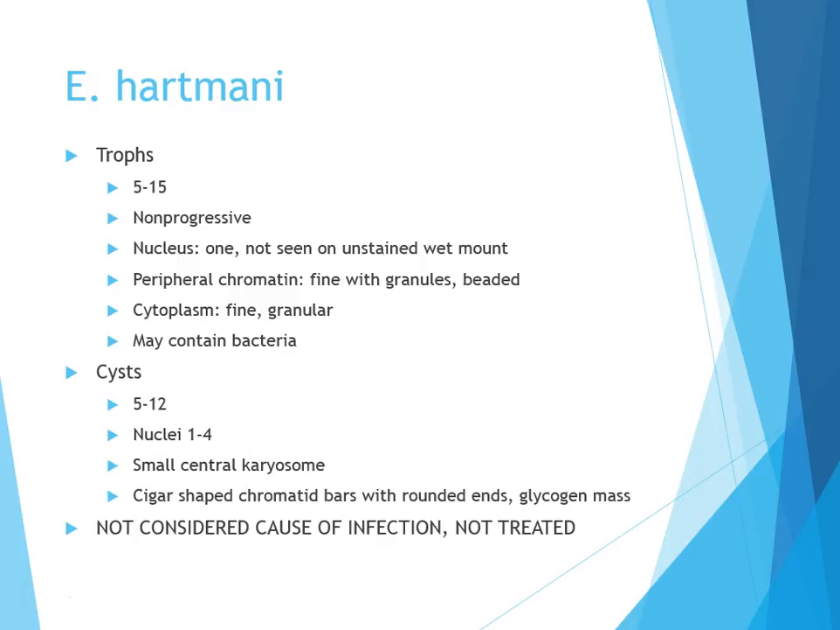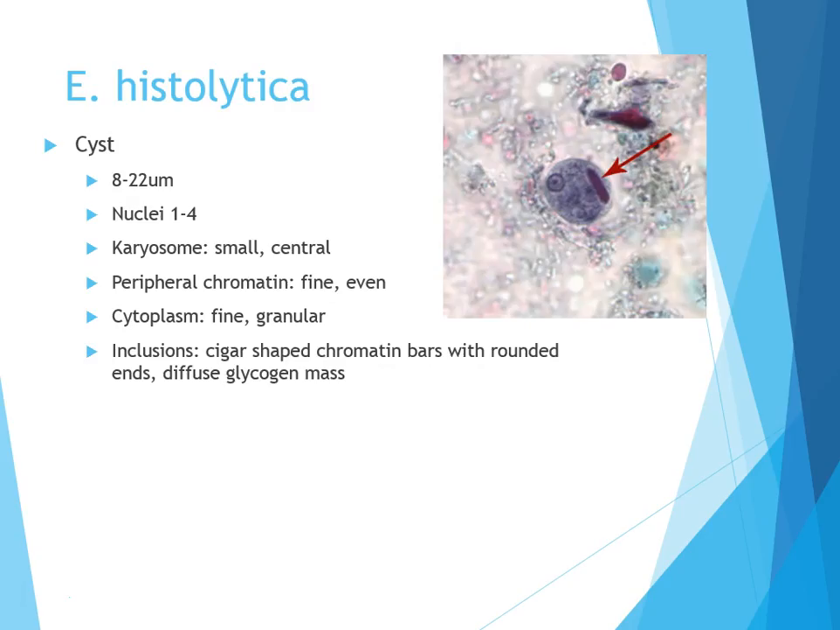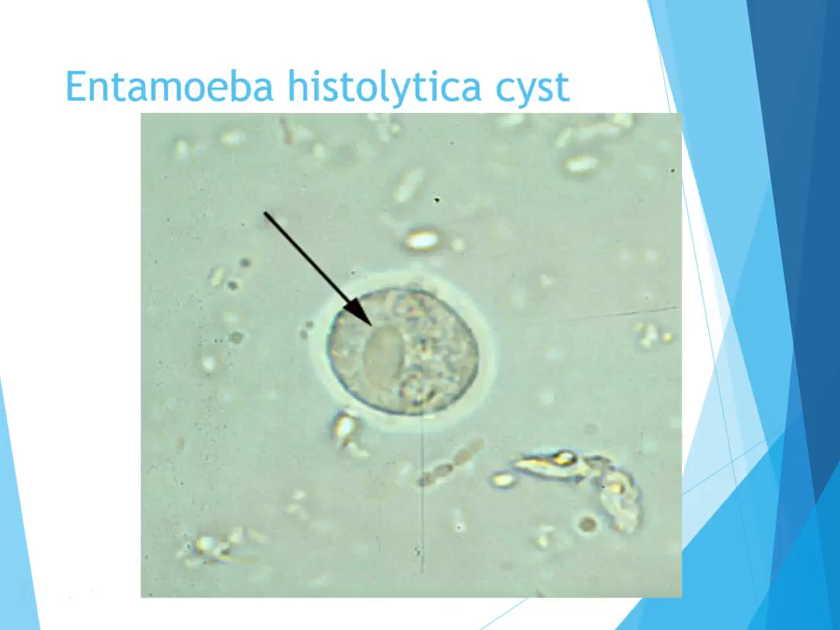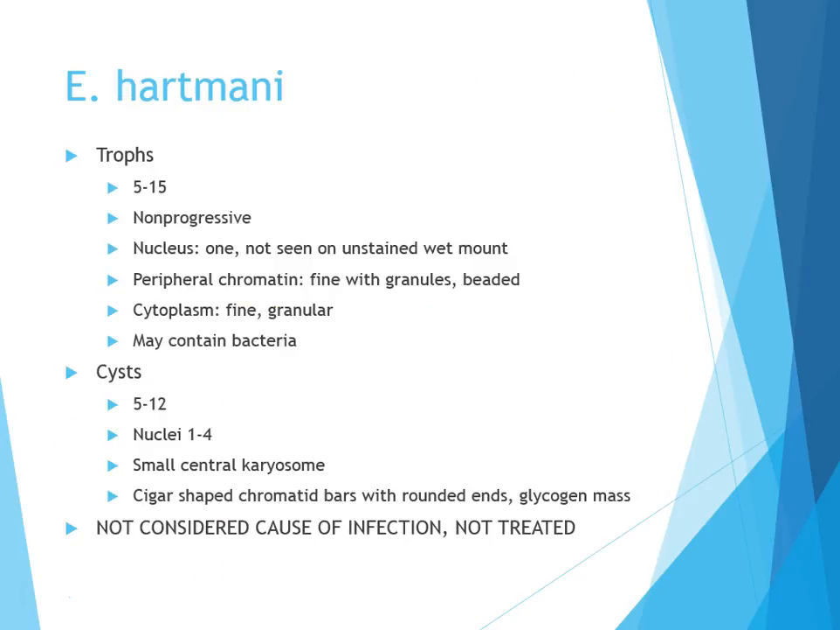The trophs are 5 to 15. You don't need to memorize the exact size of all of these, but I would pay attention to the size variation. What I mean is histolytica, the troph is 8 to 65, so these can get rather huge, but hartmanni only goes to 15, so these are not big. That's kind of what you need to be able to tell, the size comparison.